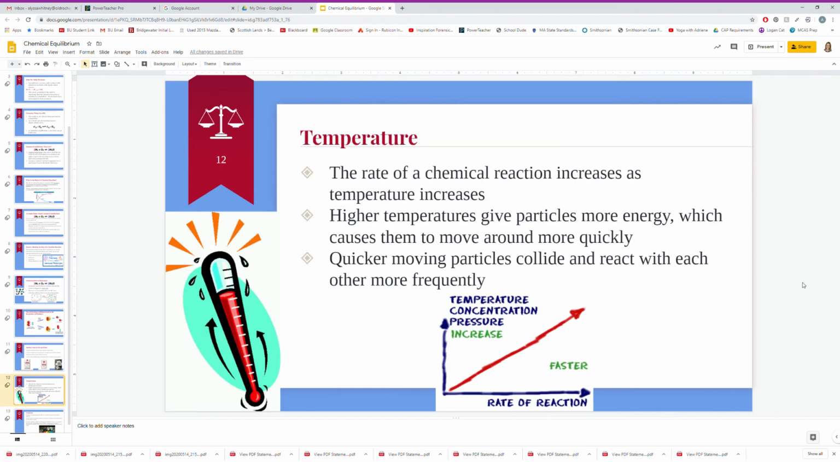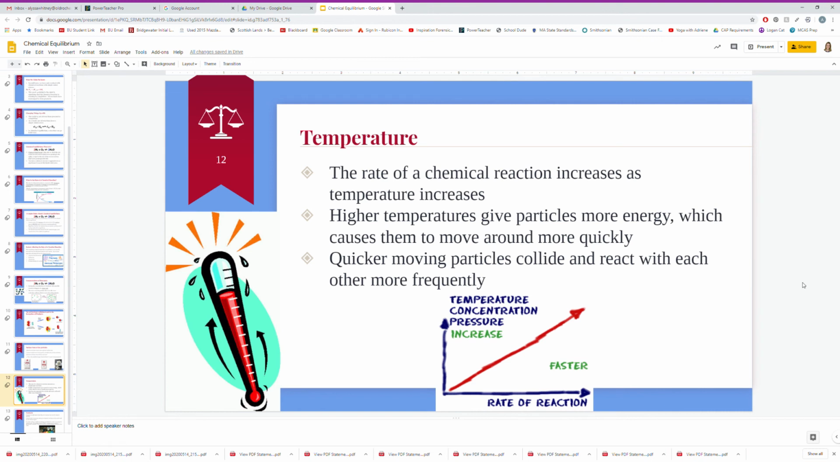Third would be the temperature. As we know, when we increase the temperature, particles get excited, they get more energy. When they have more energy, they move around more quickly, and this quicker movement leads to more particle collisions.